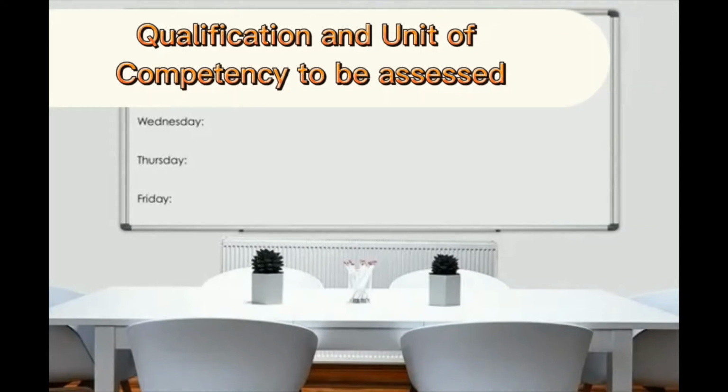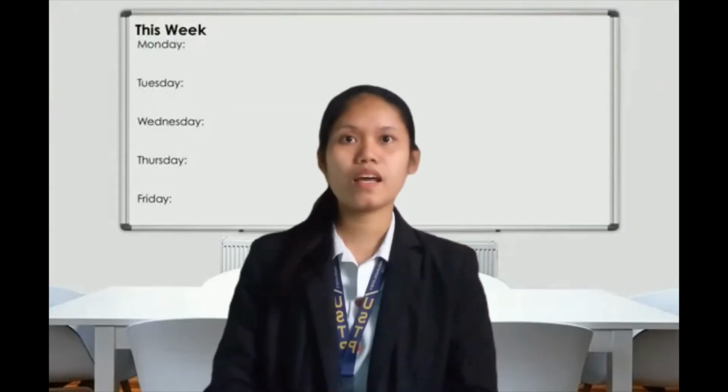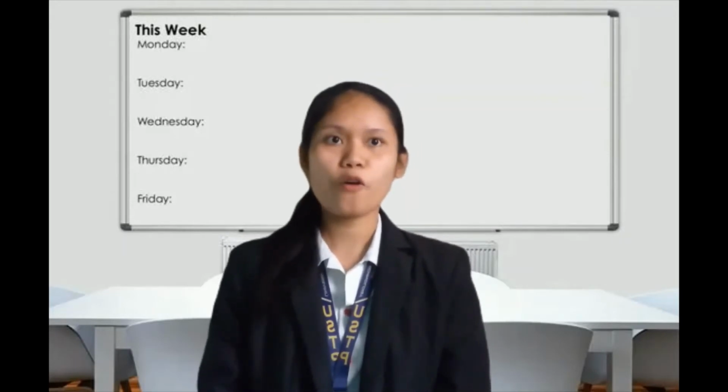Qualification and unit of competency to be assessed. Today, I am going to administer competency assessment for electronic products, assembly, and servicing NC2. The qualifications for electronic products, assembly, and servicing NC2 are composed of basic, common, and core competencies. For our core competencies, we have here assembly electronic products, service consumer electronic products and systems, service industrial electronic modules, products, and systems.